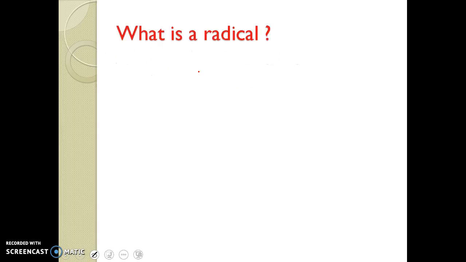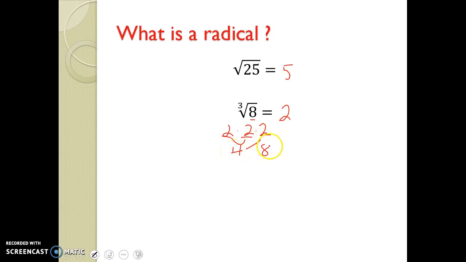Let's start with that. Radical expressions are things you've seen before. A radical is a radical sign, which is like a square root sign. It could be the square root, like the square root of 25, which is 5, because 5 times 5 gives you 25. It could also be the cube root of 8. A cube root means that there are 3 things that multiply together to give you the number inside the radical sign. And in this case, it's 2, because we know that 2 times 2 times 2 gives you 8. 2 times 2 is 4, and then 4 times 2 is 8.